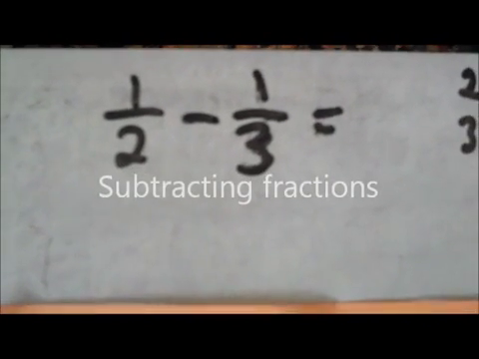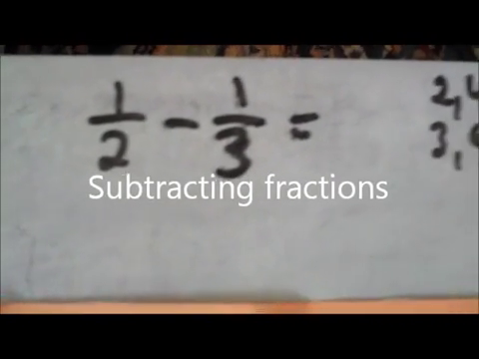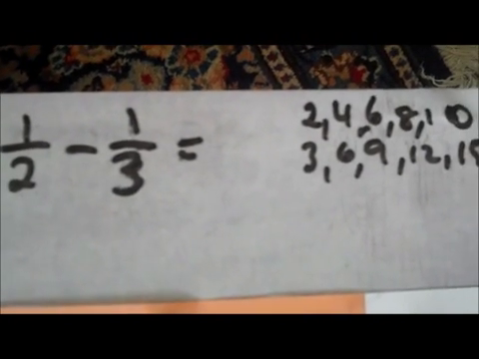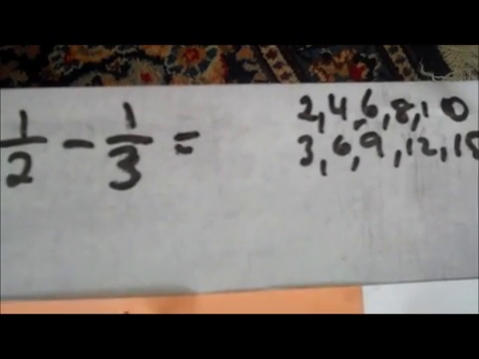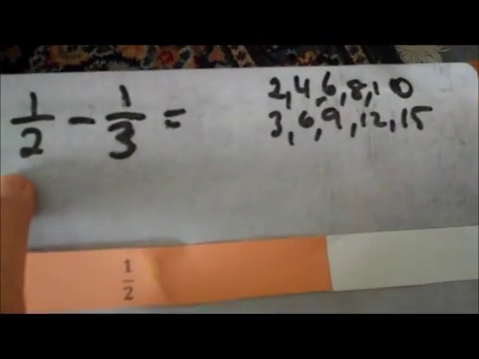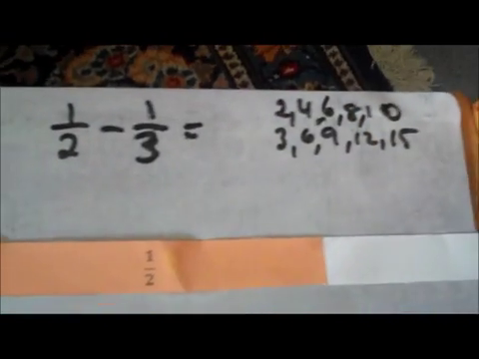Okay, so today we're going to do some subtraction with fractions. Just remember, if I've got a half and a third, I'm thinking about the numbers that go 2, 4, 6, 8, 10, and 3, 6, 9, 12, 15. So that's the ones for the halves and the thirds. That's what I'm looking at.